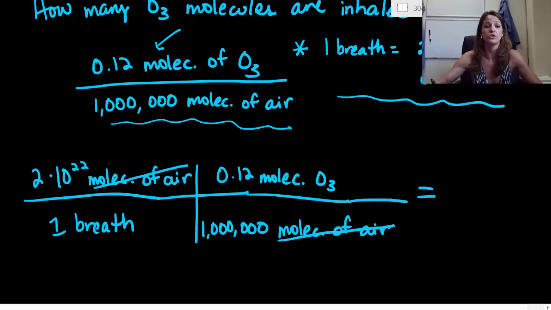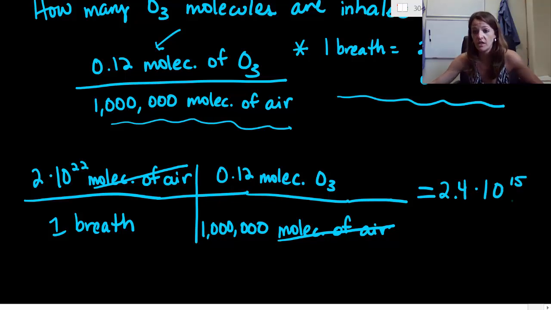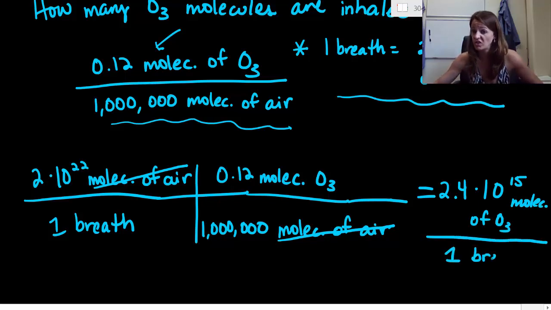So what we would do is 2 times 10 to the 22nd times 0.12 divided by 1 divided by a million. If you enter it properly into your calculator, it would give you an answer of 2.4 times 10 to the 15th, and these are molecules of ozone per every 1 breath of air, which is a lot, right? So in every 1 breath, in theory, any Austinite would be breathing in 2.4 times 10 to the 15th molecules of ozone. And that's way, way more than we should actually be inhaling on a regular basis.